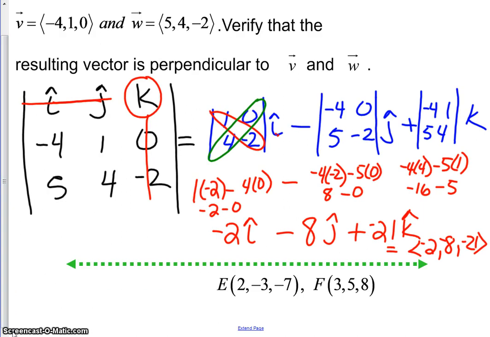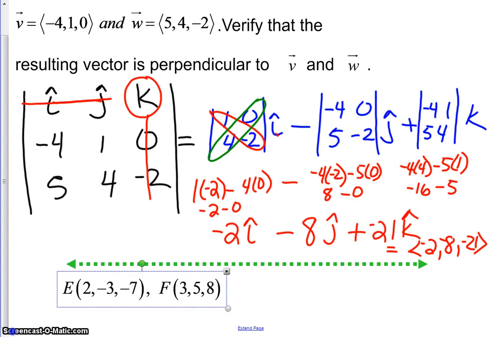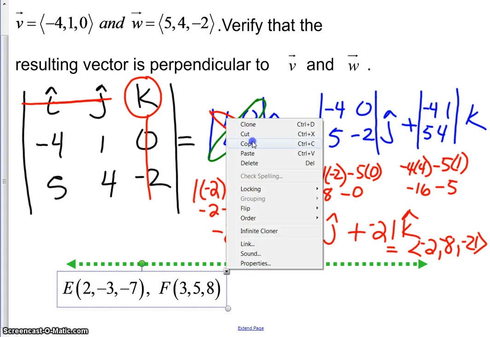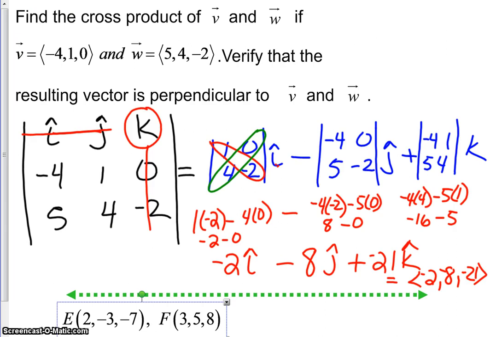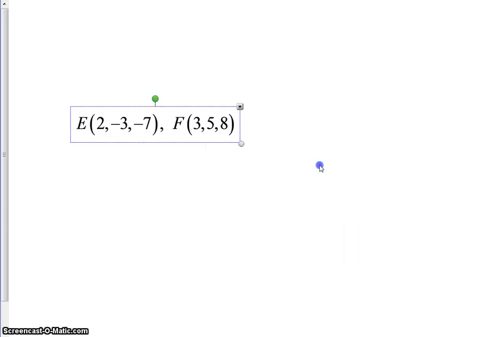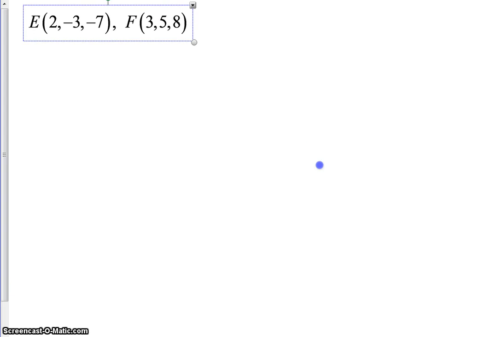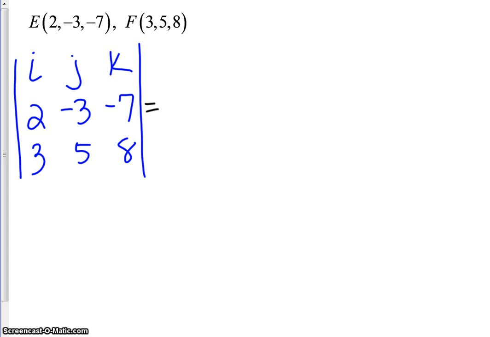Let me do another one here. I'm going to go ahead and copy this. I'm going to do it on the next page here. So let me do one more just to show you another example of what that looks like here. So here's my vector that I'm trying to find. If you remember, I'm going to pause it and set it up. Okay, so we have it set up here.